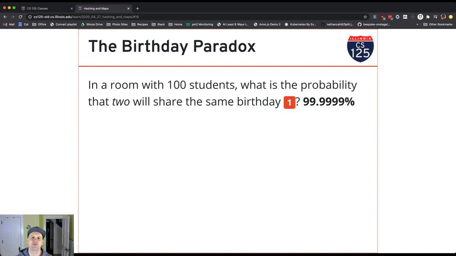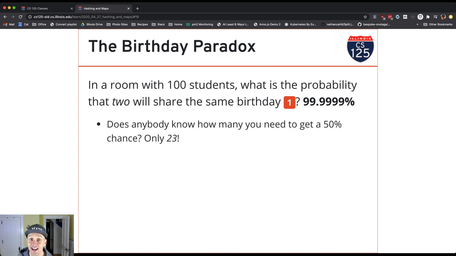It turns out the number of people you need in order to have a 50% probability is 23. That's incredible, right? If you get 23 people together, odds are as good as a coin flip that two of them will have the same birthday. Isn't that cool? Statistics, mind-boggling.